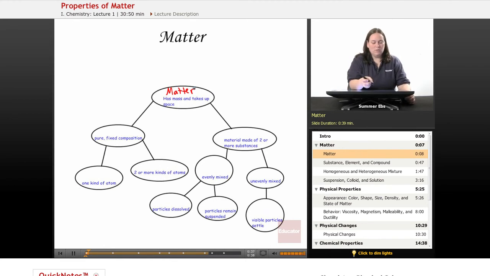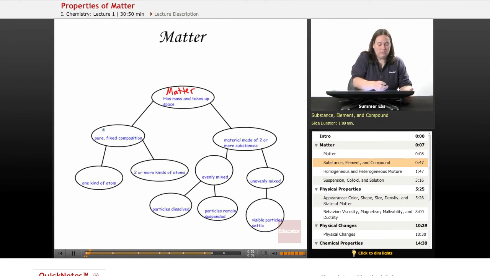So there's matter that has a pure fixed composition, and there's matter that is a material made of two or more substances, so it's not pure. Let's start with the pure matter. Pure matter with a fixed composition is called a substance. I know that seems like kind of a generic term, but in this case, substance is actually our scientific term, so it should be easy enough to remember. Substance is pure matter with a fixed composition.